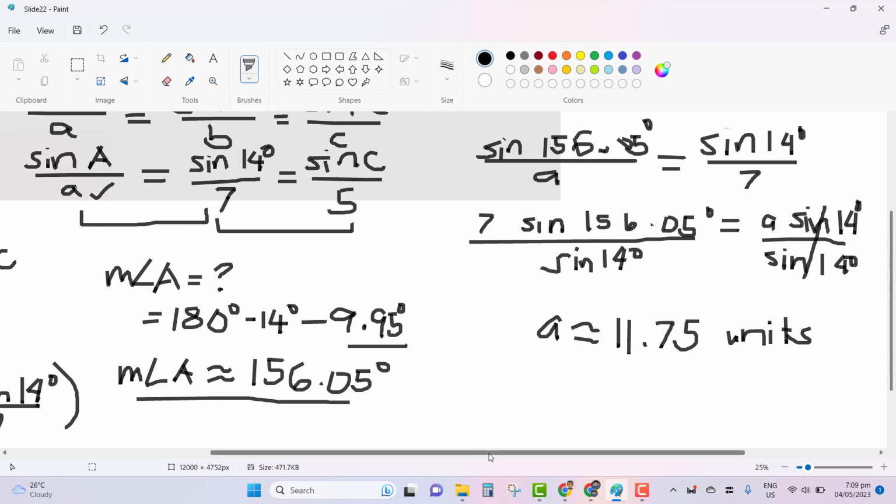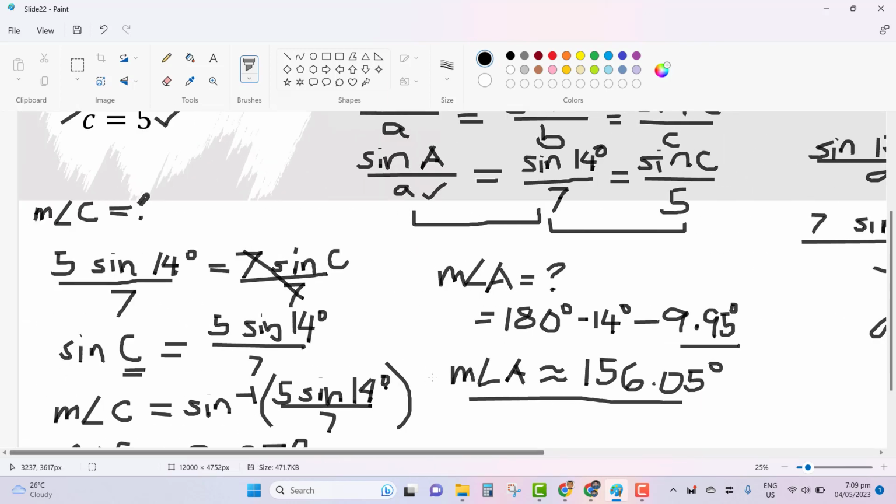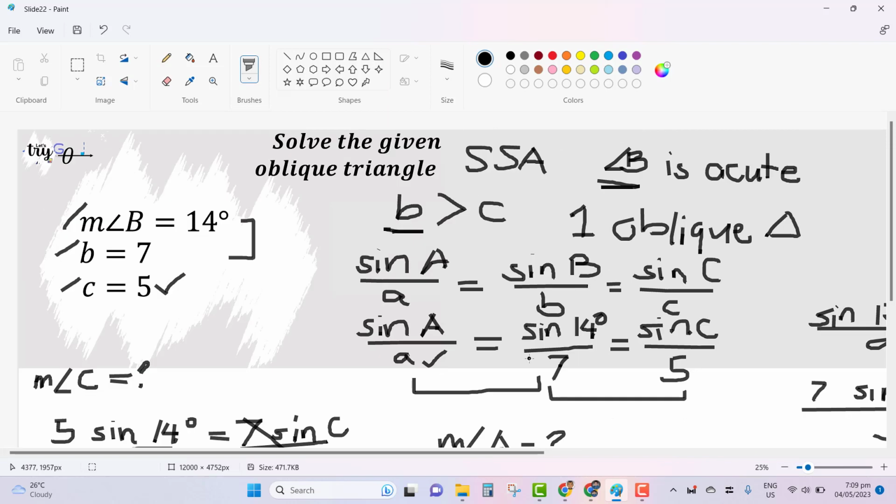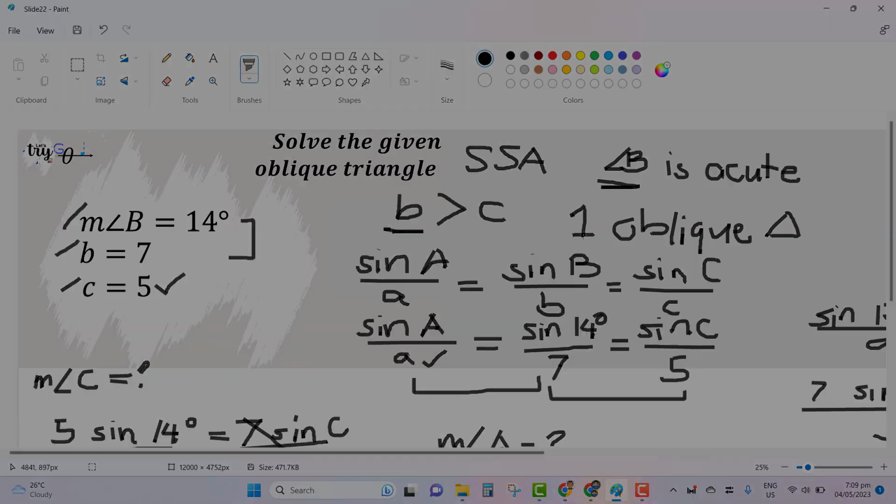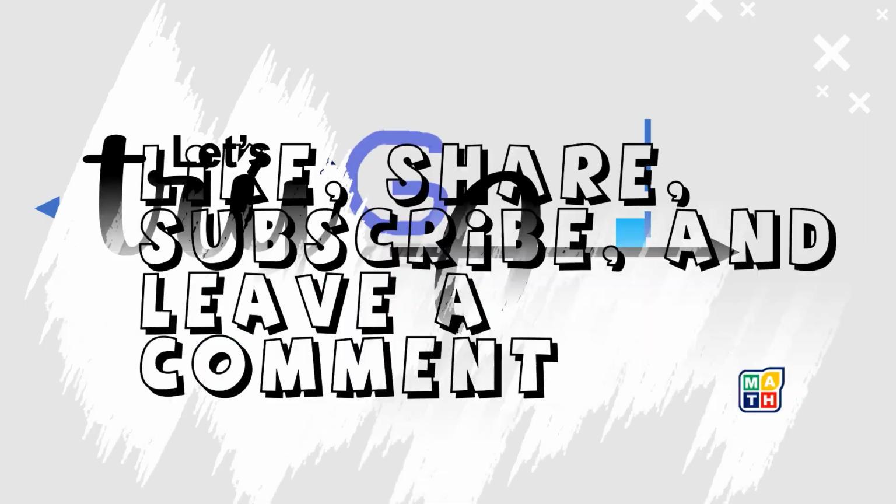So again, please be guided. Before you solve SSA oblique triangles using the law of sines, please determine the number of oblique triangles that can be formed. Because if there are 2, we still need to look for or solve for the measurements of the other oblique triangle. This is for this video.